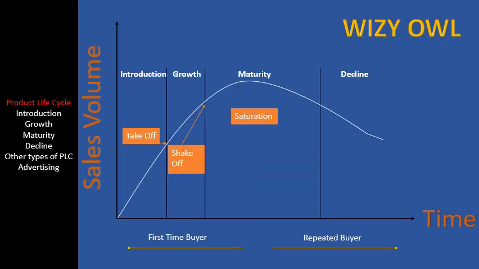So after a product is introduced into the market to the stage where a product is removed from the market, a product goes through four different stages. The first one is the introduction or introductory stage. The second one is the growth stage. The third is the maturity stage, and at last we have the decline stage.